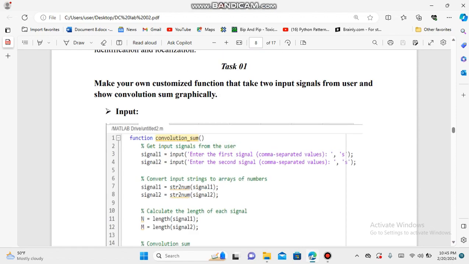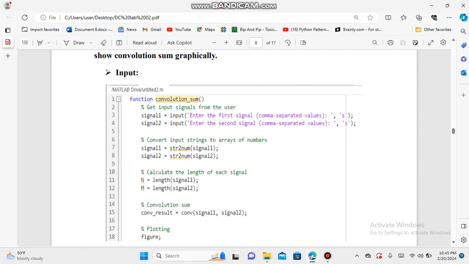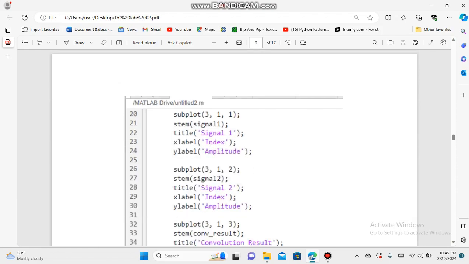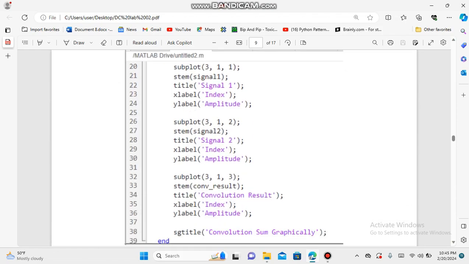Now moving towards our MATLAB task. In MATLAB we can use convolution for linear time-invariant systems. Task number one is about making our own customized function that can take two input signals from the user and show the convolution sum graphically. This is the example here. Firstly, we define the convolution sum function, and by using different subplot commands, we can get the graphs.